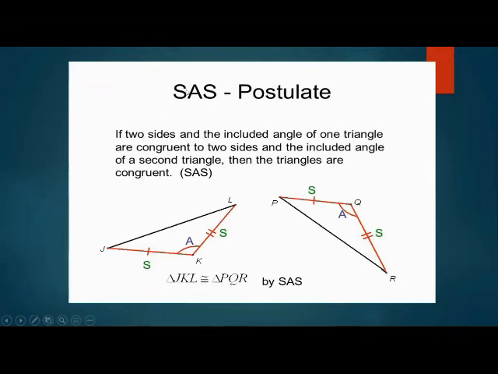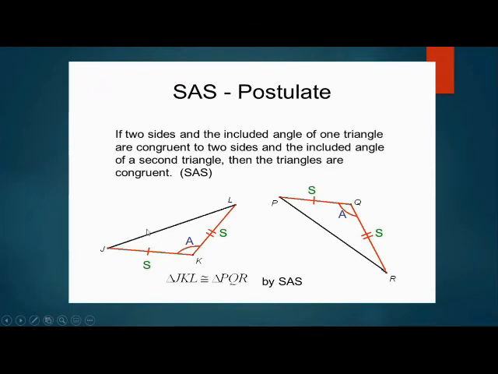What does it mean by SAS postulate? It means side angle side postulate. If two sides and the included angle of one triangle are congruent to the two sides and the included angle of the second triangle, then the triangles are congruent.